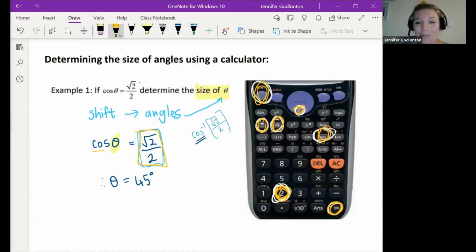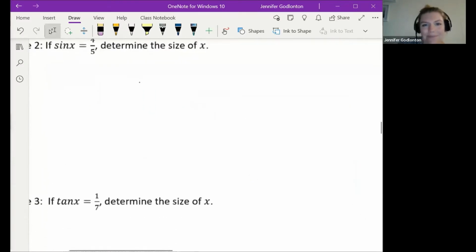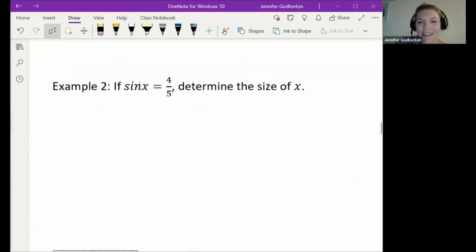Let's try one by yourselves. If sin x is equal to 4 over 5, determine the size of x. Everyone give it a go. Don't post your answers in the chat just yet. Keep them to yourselves. You can type them, just don't push send. I just want to give everyone a moment to try it by themselves first. I'll tell you when you can post your answers, okay? And I want my answer to 2 decimal places, please.